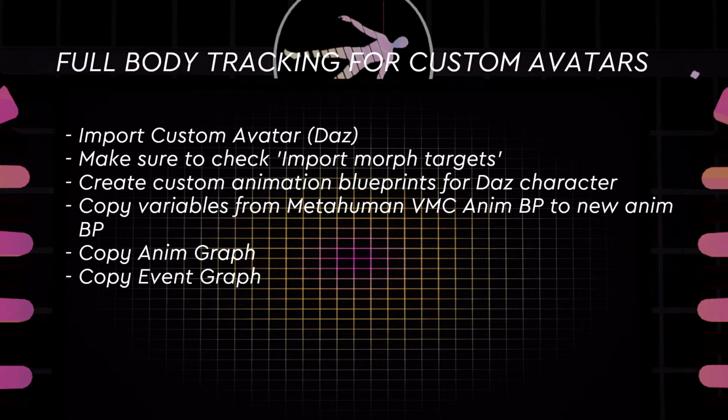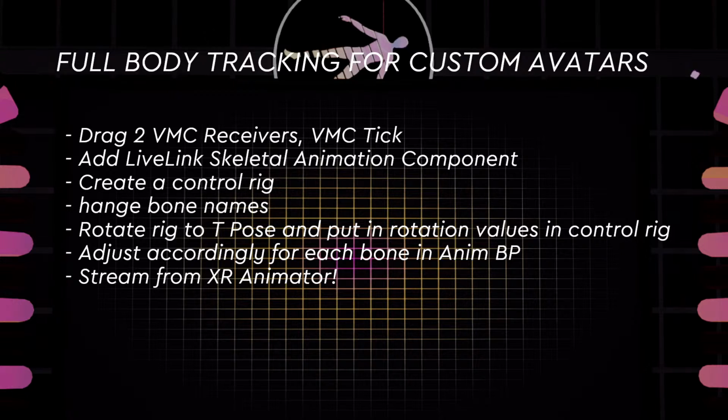The MetaHuman VMC animation blueprint is the blueprint that I have created specifically for XR Animator to work with MetaHumans. You can do the same with these custom avatars. You will just need to copy all the variables from this animation blueprint, copy every node from the animation graph, copy every node in the event graph, and then in your scene, drag in these VMC receivers and VMC tick.